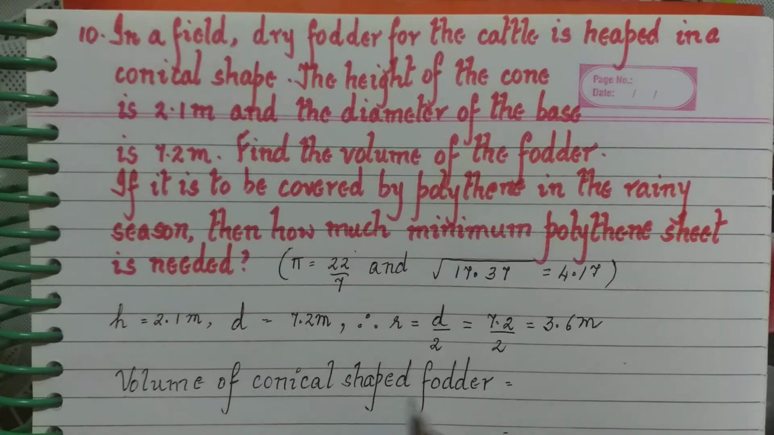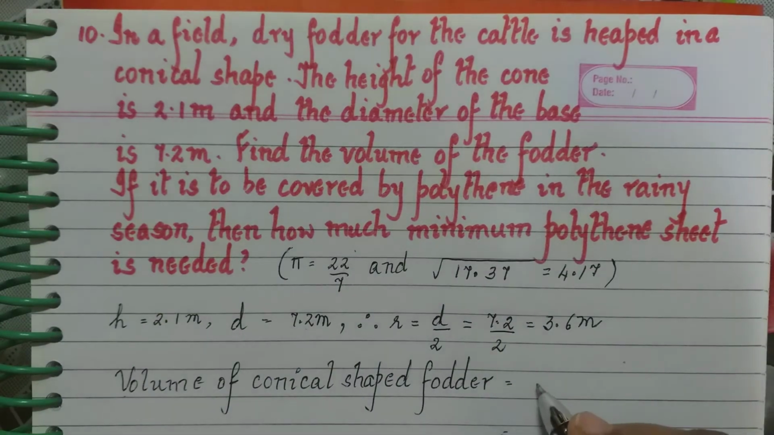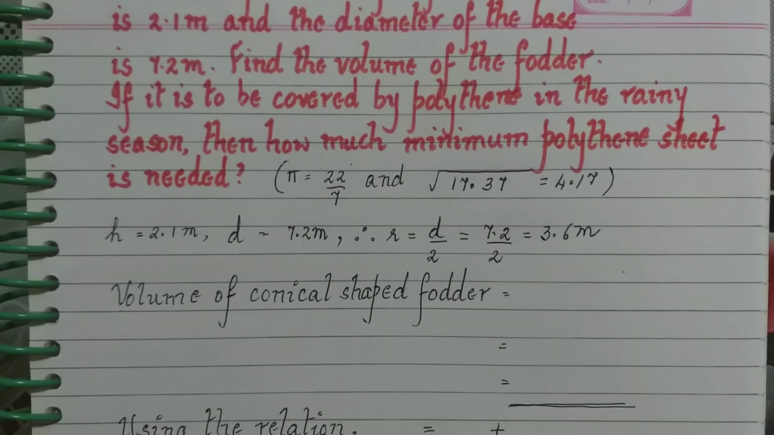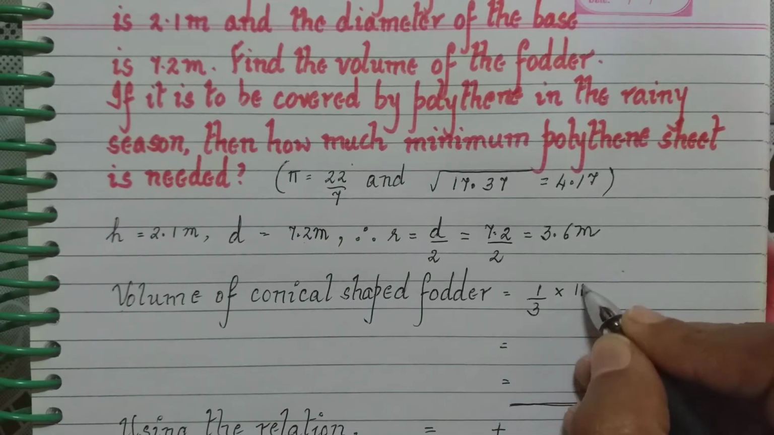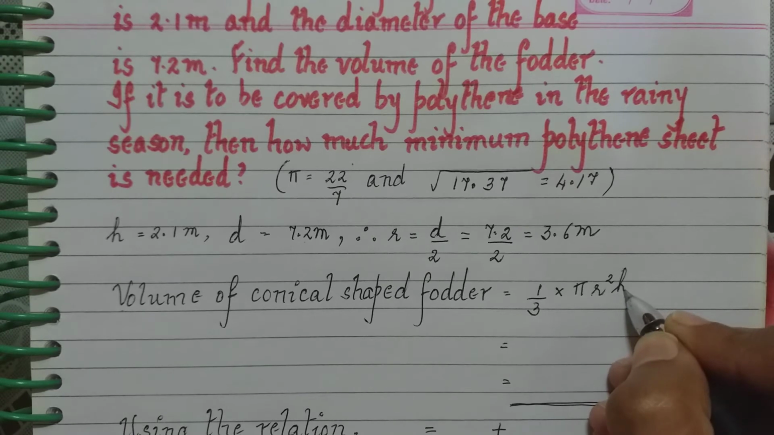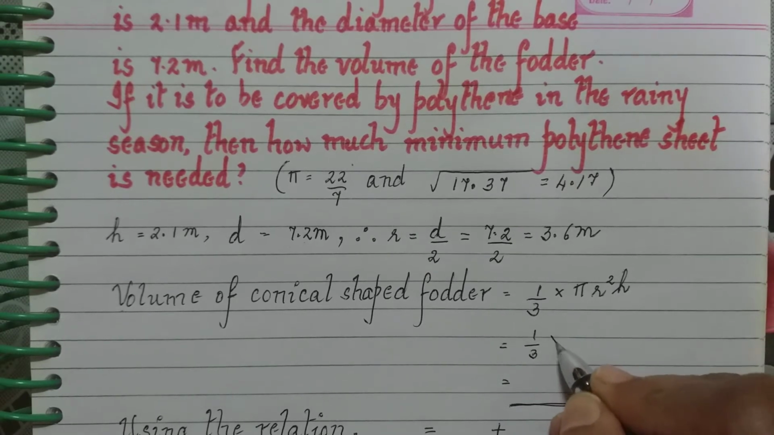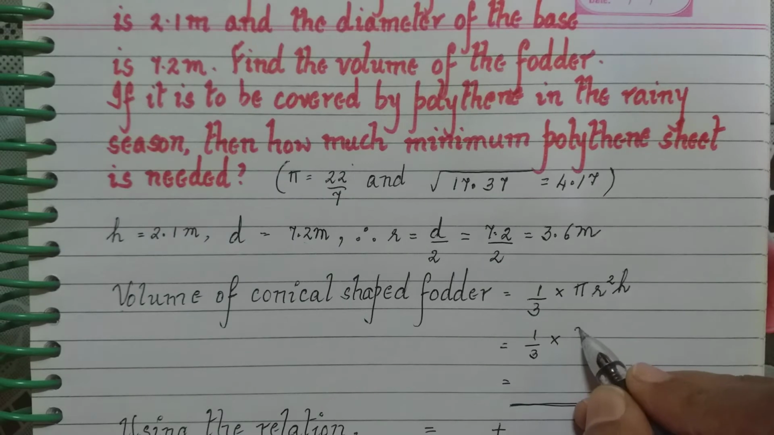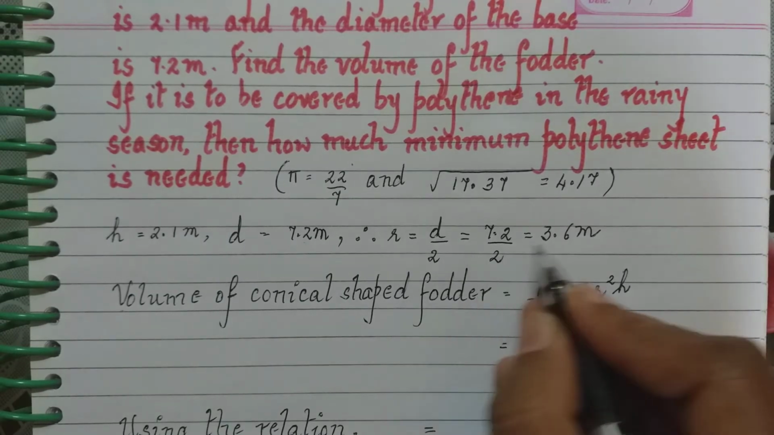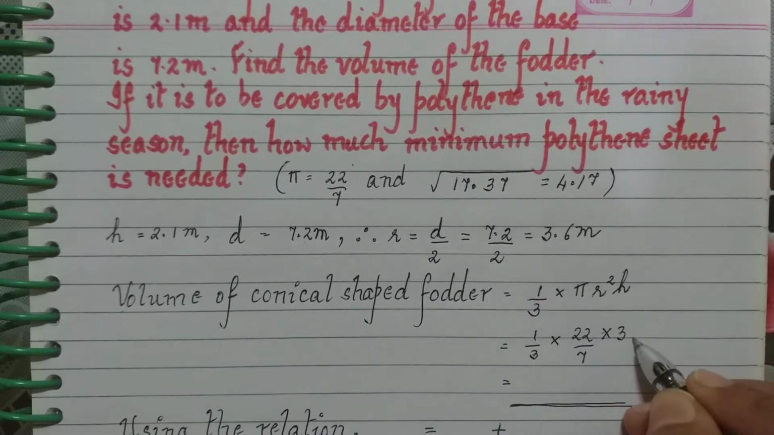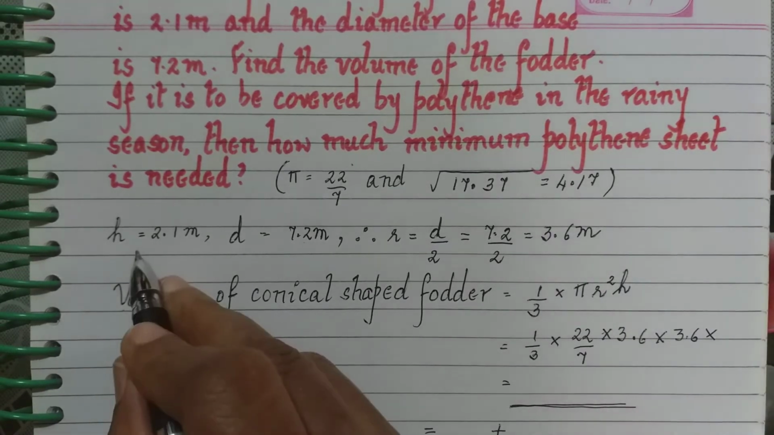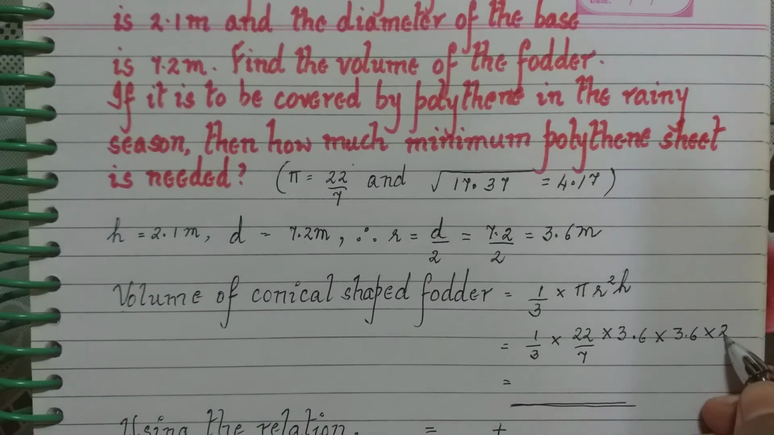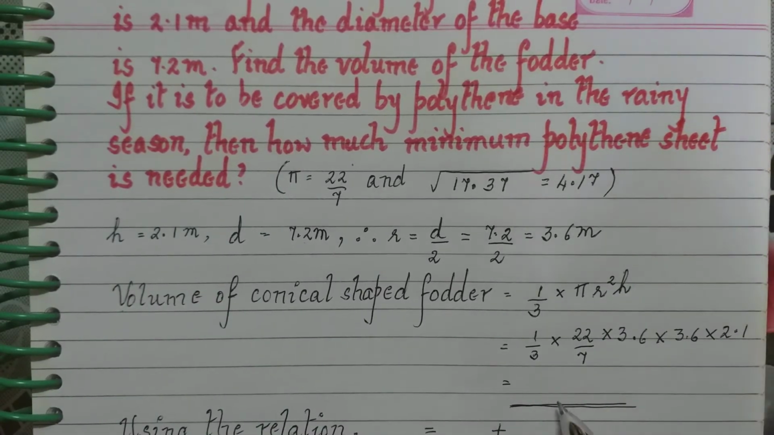Now we have to find the volume of the conical shaped fodder, because the volume is asked. We know the formula for volume of a cone, that is given by 1 by 3 times the volume of the cylinder, that is pi r square h. So this is 1 upon 3 into pi, which we said is 22 upon 7. R we found is 3.6, but here that is r square, so 3.6 into 3.6 into the height, which is 2.1. So here now we can simplify.